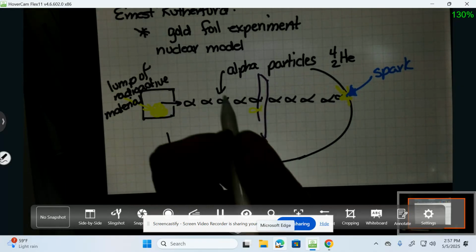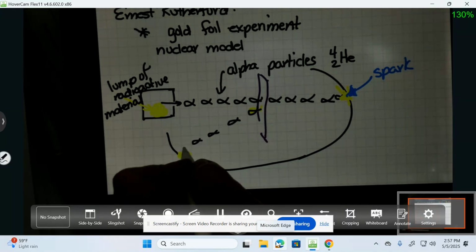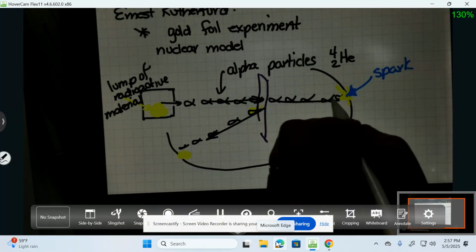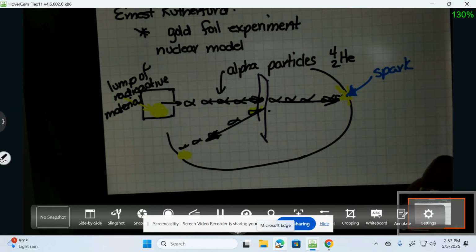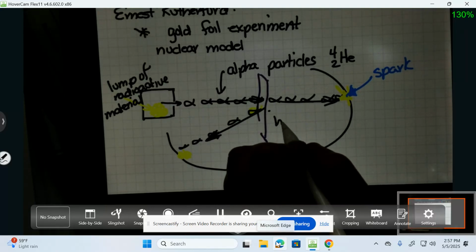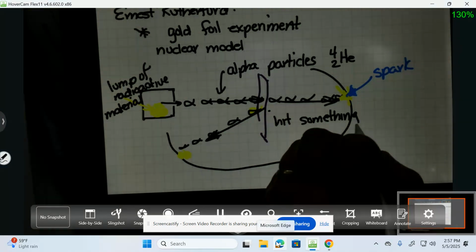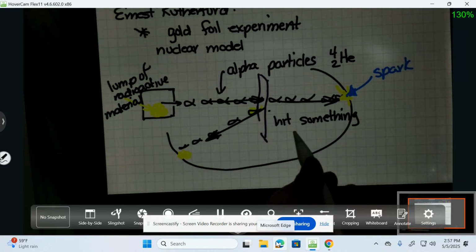Alpha particles never went straight through. They just bounced back from the paper. So most of the time they went through, sometimes they bounced back. And he said, hey, why does it bounce back? Well, it must have bounced back because it hit something. What did it hit? The nucleus of the atom. That's what it hit. Okay?